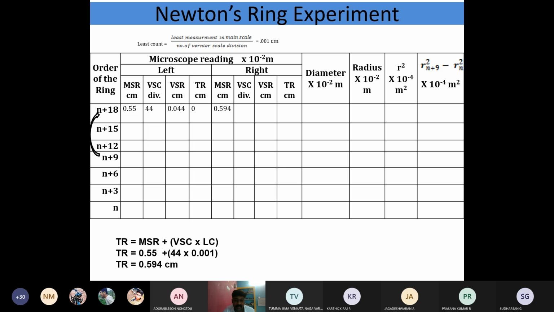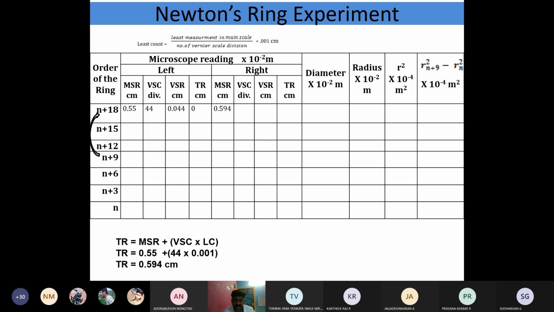I have to write the value here, but by mistake I have given it on the right hand side. So these are the changes: 0.594. In a similar way, by adjusting the microscope and fixing the ring order, you have to measure 18, 15, 12, 9, 6, 3, n. So this is the experimental way. They started from the left end side, moved their microscope, and followed towards the right. So this is the experimental way.